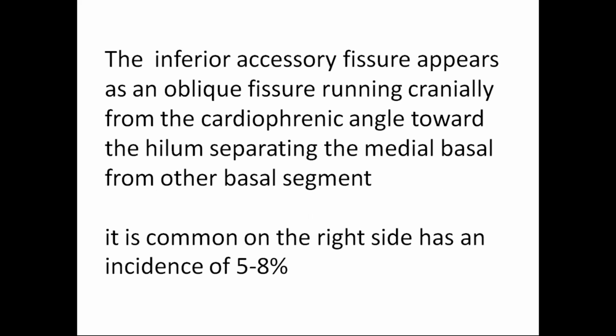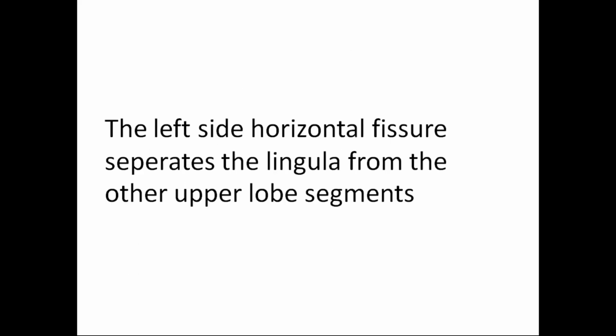The inferior accessory fissure appears as an oblique fissure running cranially from the cardiophrenic angle towards the hilum, separating the medial basal segment from the other basal segments. It is also common on the right side and has an incidence of 5 to 8%. The left side horizontal fissure separates the lingula from the other upper lobe segments if present.